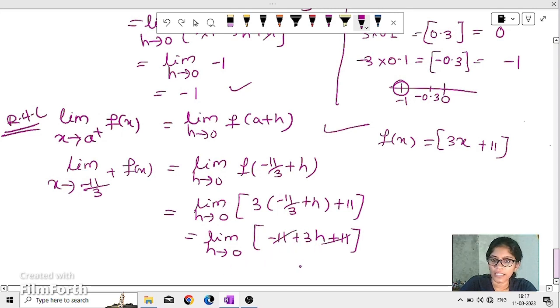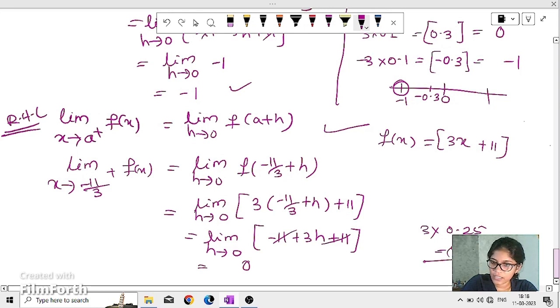So 3 into h, with h tends to 0, means 3 into 0.something, that is, our line from 0 to 1. Here it is equal to 0. So 3 into h tends to 0 means, suppose 0.25, it is equal to 0.75.